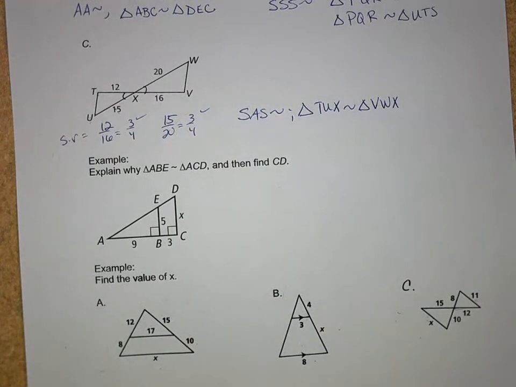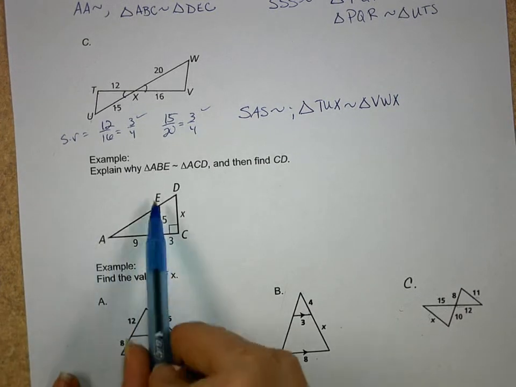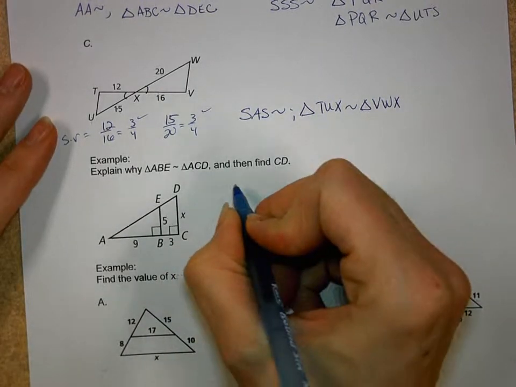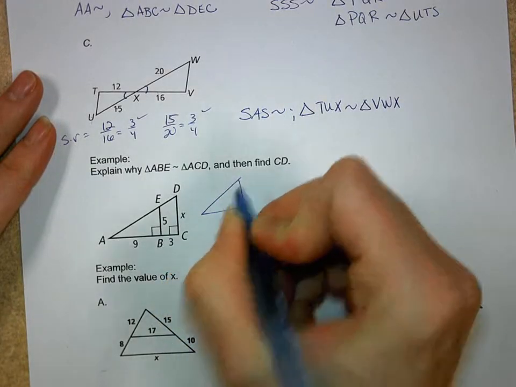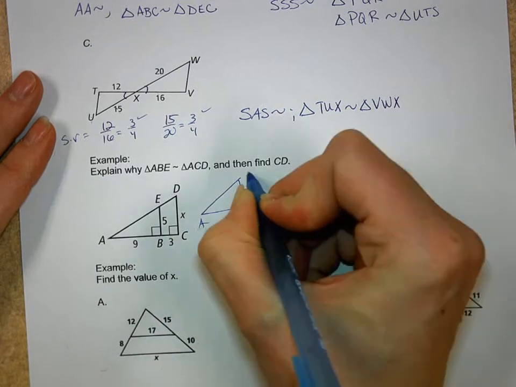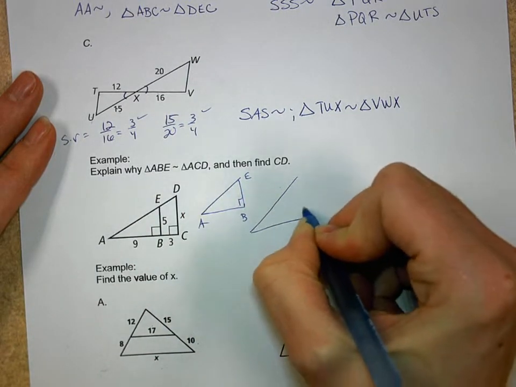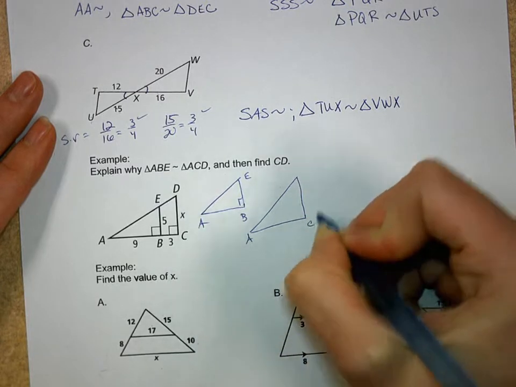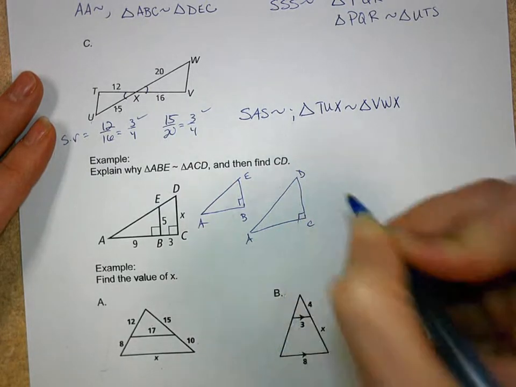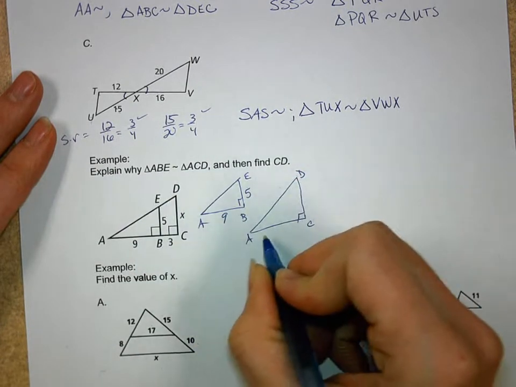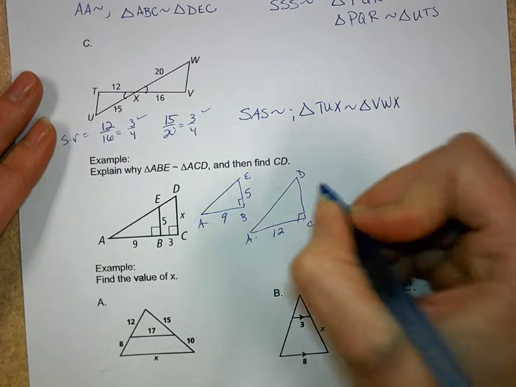Okay, now the next one, we want to explain why the 2 triangles are going to be similar. So they talk about ABE and ACD. And I want to redraw this so you can see these a little bit here. So here I have ABE, and then I got the larger one right there, and I get ACD, and those are right angles. Now this one is 9, this is 5. Now AC ends up being 12, and this is x.